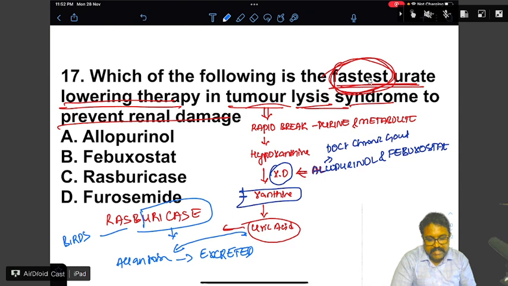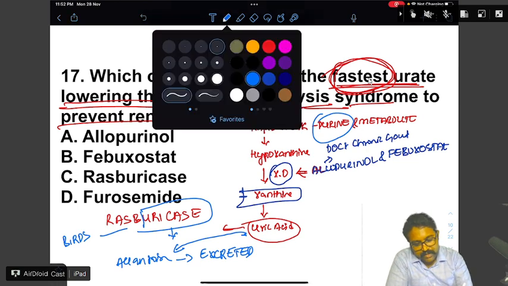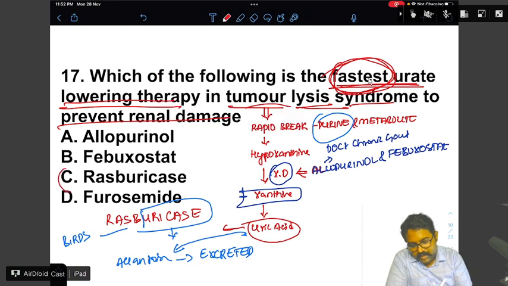So here, the fastest urate lowering therapy in case of tumor lysis syndrome, so that you can prevent the renal damage. Purine as well as uric acid are going to cause renal damage. By increasing the excretion of the uric acid, we are going to prevent the renal damage. So here the answer will be rasburicase.